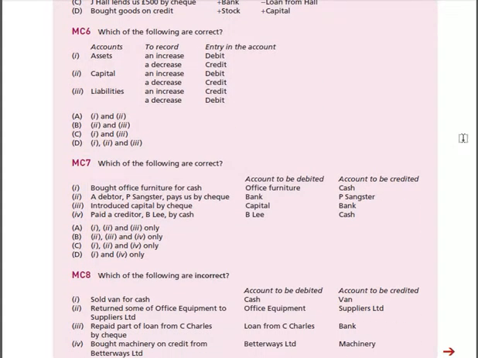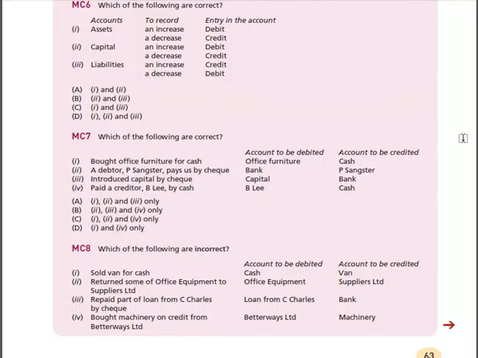Question number 7, which of the following are correct? Bought office furniture for cash. Cash would be credited and office furniture would be debited. This is correct. A debtor, P. Sangster, pays us by check. So bank would be debited because we receive money by check. Bank would be debited and the debtor would be credited. So P. Sangster would be credited.